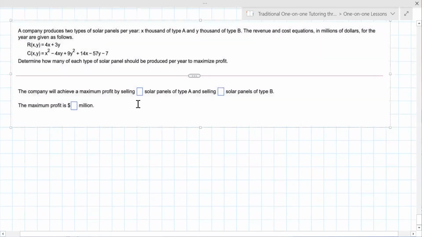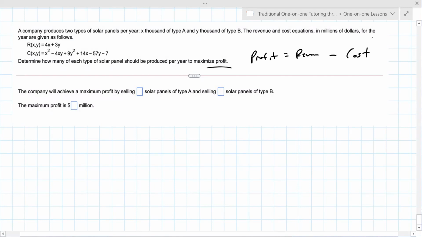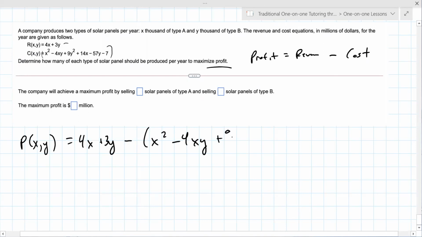So they're asking about profit, and profit is revenue minus cost. And they give you revenue, they give you costs. You have to first write your profit equation. So it's this minus this whole thing here. And the more you can do at one time, like if you can distribute the negative, if you can combine like terms, it saves you some time here. But I'm gonna write it all out since it's the first time we're seeing this problem.